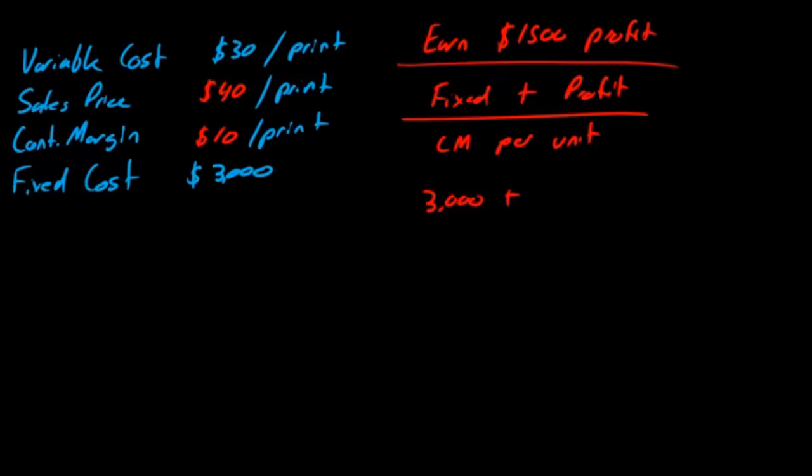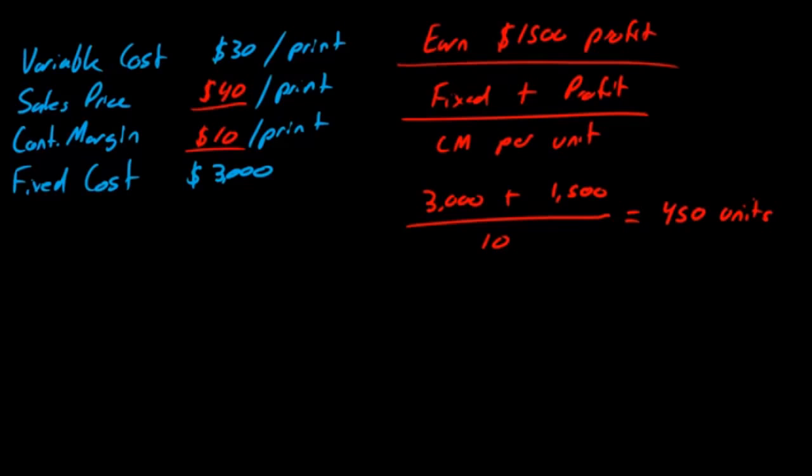So our fixed cost is $3,000 and the profit we want to make is $1,500. And our contribution margin per unit when we change our sales price to $40 is now only $10. So divided by 10, and that gives us 450 units. So to earn $1,500 at this art festival, we're going to have to sell 450 units.